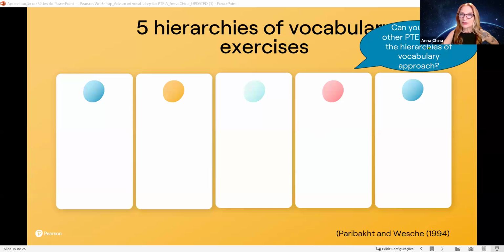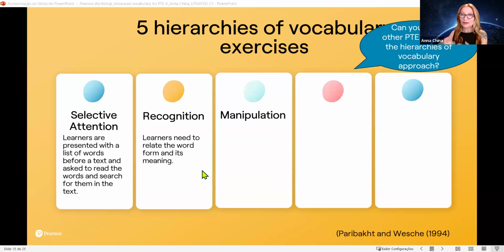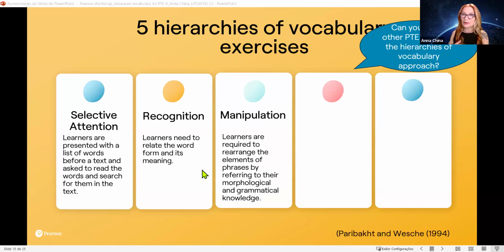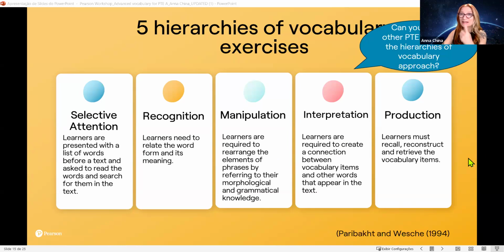Now, when we're dealing with vocabulary exercises, there are different ways to categorize them. We're going to begin here with selective attention. Here the learners are presented with a list of words, and they have to select the word they need to fit in, they need to organize the words. Then there's recognition. The learners need to relate the word and form to its meaning. Manipulation is when they are required to arrange the elements, organize phrases, and refer to all of their background in terms of morphology and grammar. Interpretation is when learners are required to create connections between the vocabulary and other words in the text. So it's contextualizing, right? And then production. Learners must recall, reconstruct and retrieve vocabulary items. This is the voicing part.